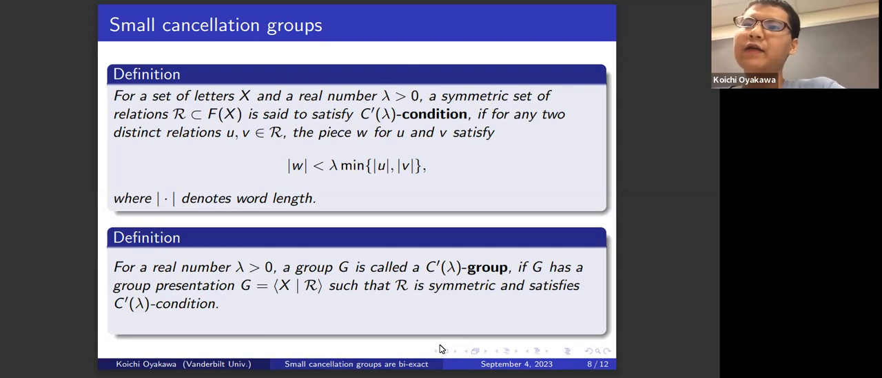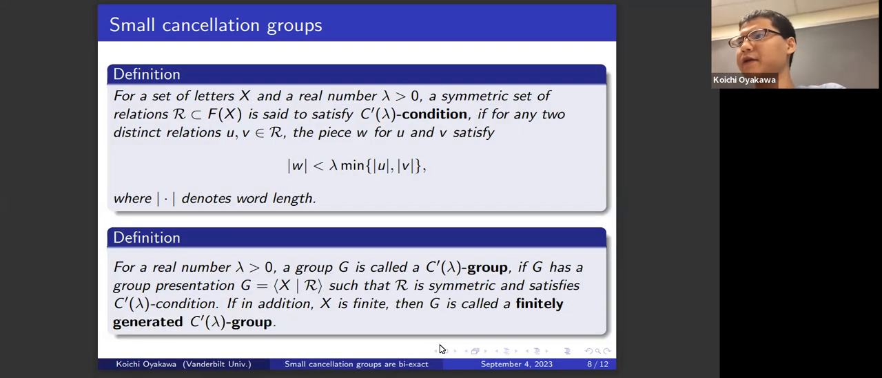And here, the relation being symmetric means that all words are cyclically reduced. And if one word is in the relation R, then any cyclic permutation of R and R inverse are also in the relation. And if in addition the set of letters is finite, then by definition we call the group a finitely generated C prime lambda group.